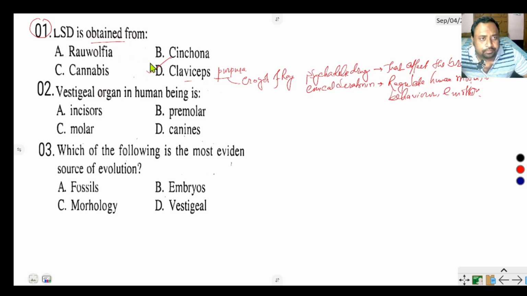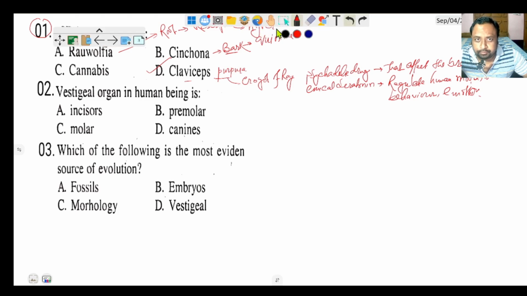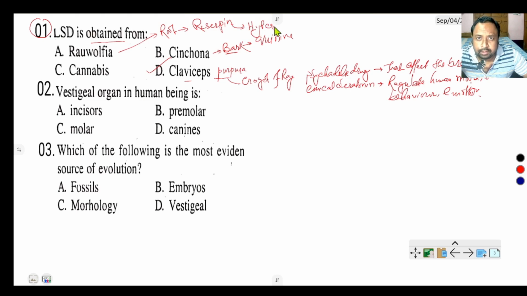Then another option, cinchona bark, is used to produce quinine. Quinine is the medicine for malaria. The root of Rauwolfia serpentina is used to produce reserpine. Reserpine is an antihypertensive drug used against high blood pressure.